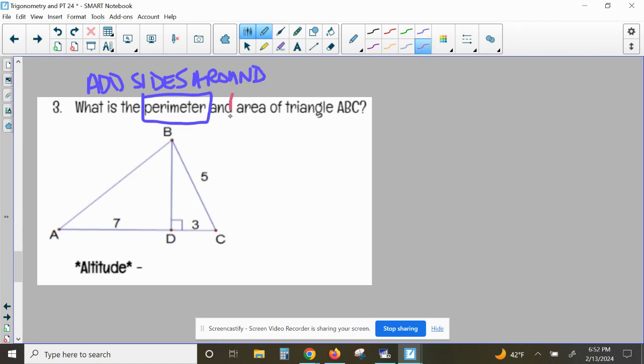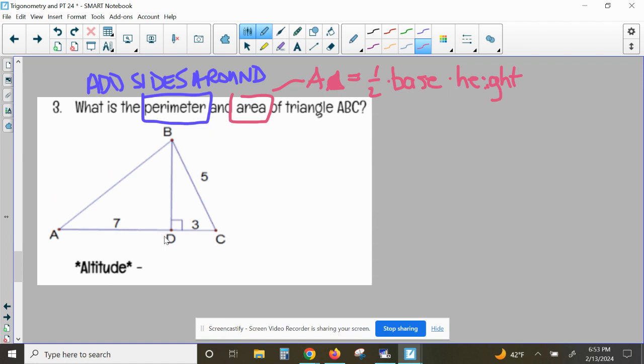And then we need to find the area, which for a triangle, the area of a triangle, ooh, that's a nice little triangle, looks like a Hershey kiss, equals 1/2 times the base times the height. Okay, so those are the two things we have to find. And you could do whichever one you want first.